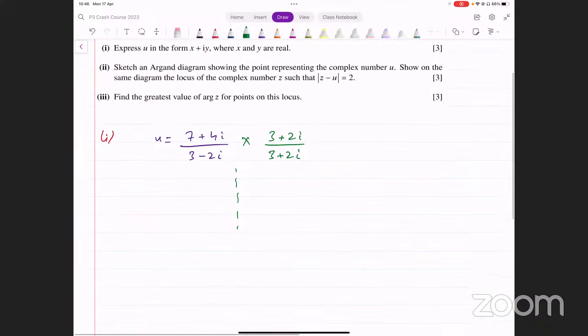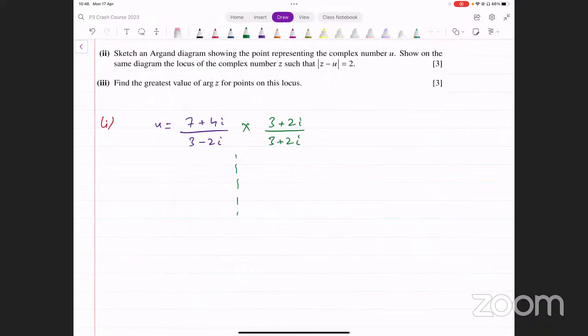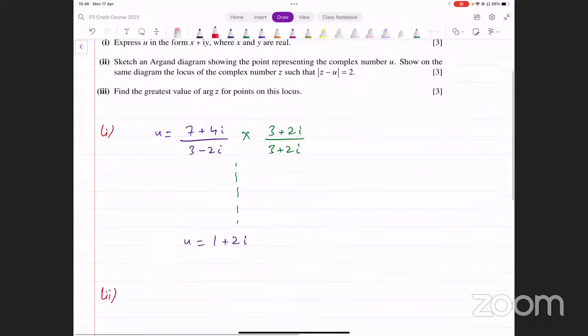So when you do this, you should be getting u equals 1 plus 2 iota at the end. All right, so this is an exercise for you. We can do this. I'm going to move on and look at this next part after this.